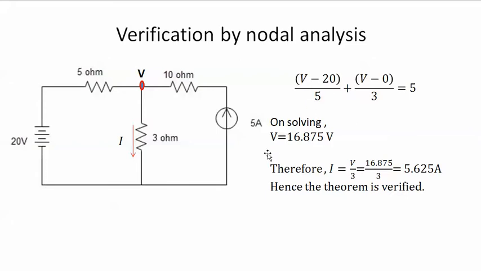Here, take this node V. So (V minus 20) divided by 5 plus (V minus 0) divided by 3 equals 5 ampere. On solving, V is equal to 16.875 volt. You can solve this equation and find the value of V. So if we get V, I is equal to V by 3. So you will get it as 5.625 ampere. Hence the theorem is verified.